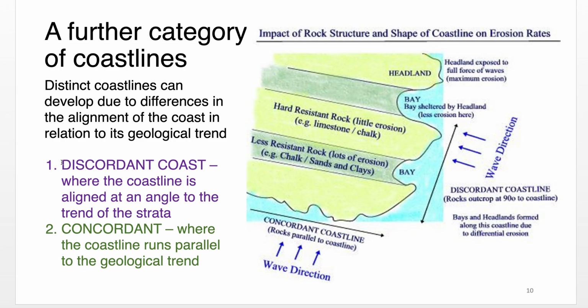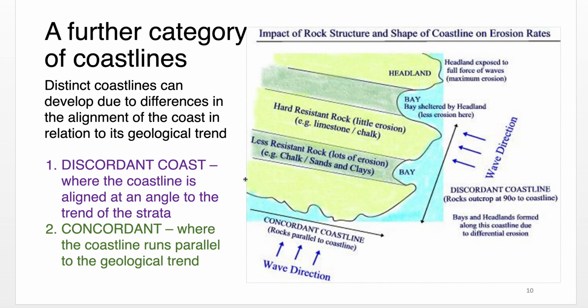Discordant, if you've got discord with somebody, you're falling out with them. So with discordant coastlines, the rocks basically tip into the sea. So they are at right angles to where the sea is, right angles. So the rocks go this way and the sea is here, right?